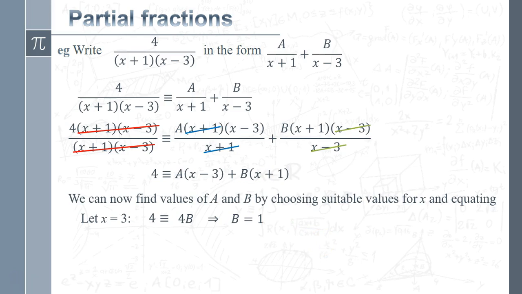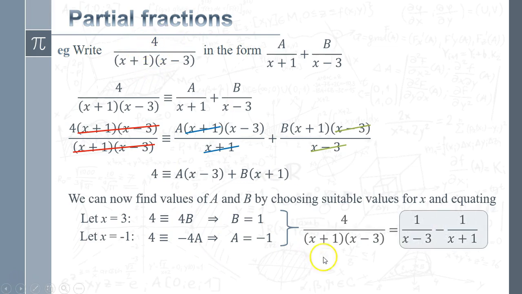Now, the next thing we're going to do is figure out what a is, and I'm going to do that by picking a value that makes this thing here 0. So I'm going to pick x equal to minus 1, and again put that into my identity. So I've got 4 equals, and if we put minus 1 in here, we get minus 4. We put minus 1 in there, that makes that 0. So I'm just looking at this bit now, so it becomes minus 4a, which means a equals minus 1. And so therefore my partial fraction, this fraction here, can be written as 1 over x minus 3 take away 1 over x plus 1. So what we've done is split that fraction into its two separate parts.